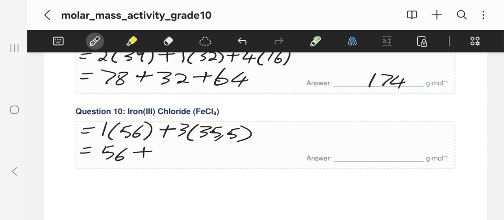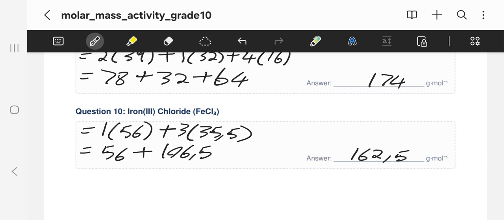let me just check here. We get 106,5. And now we are going to see 56 plus 106,5, and the answer we get is 162,5 grams per mole. So guys, that's how you basically find your molecular mass.